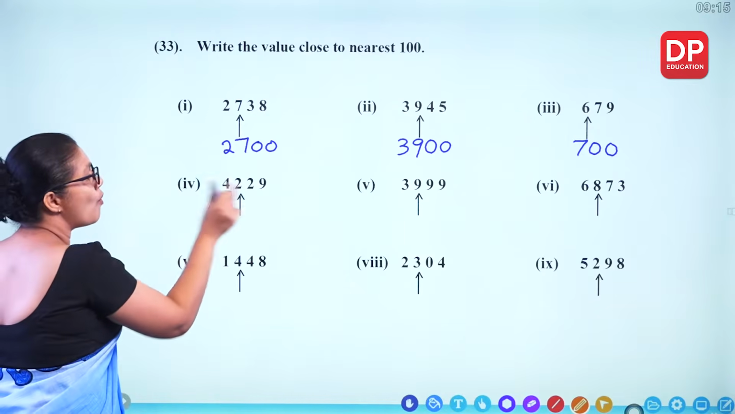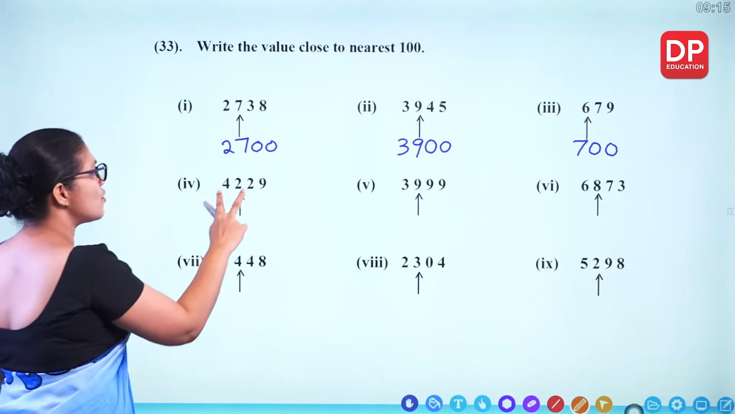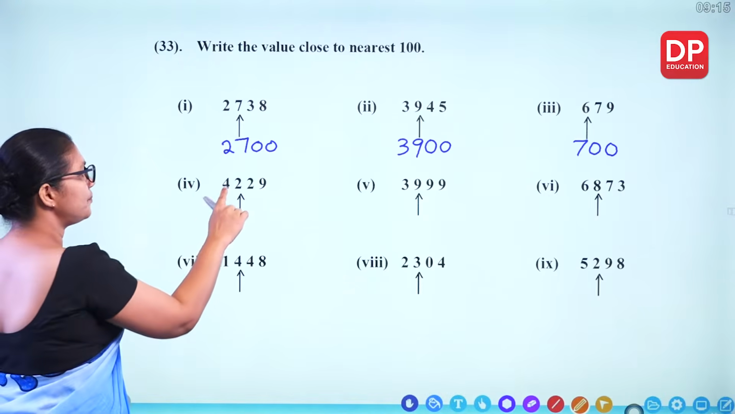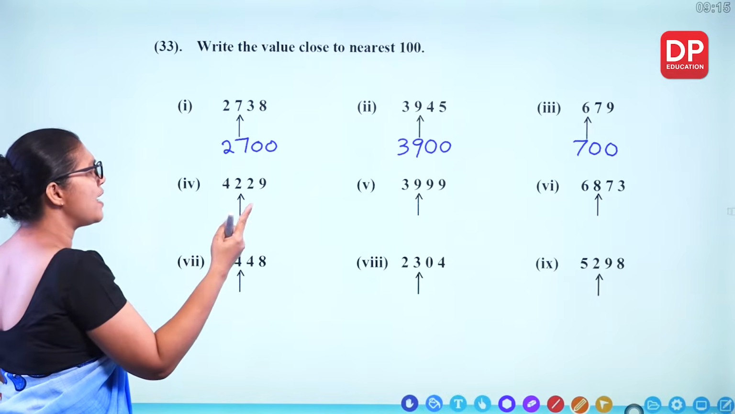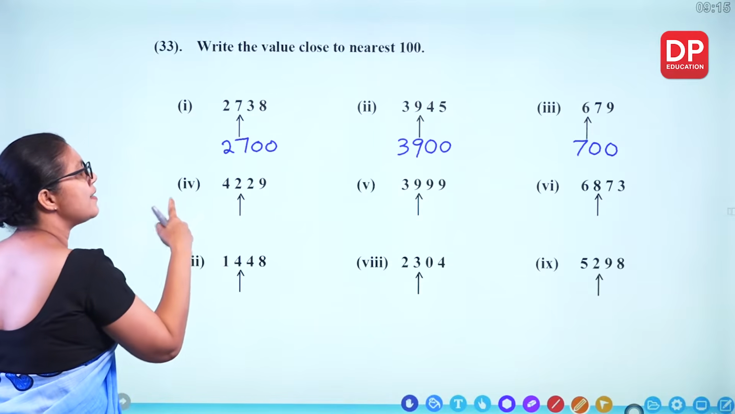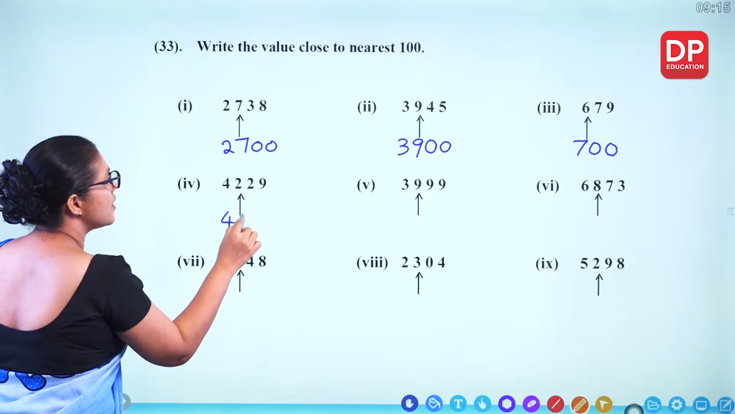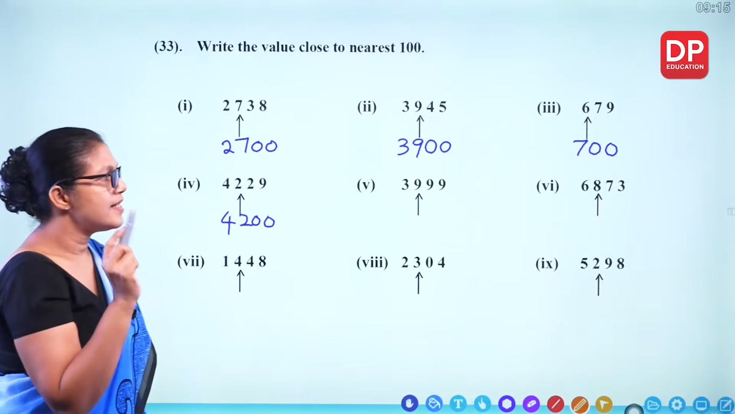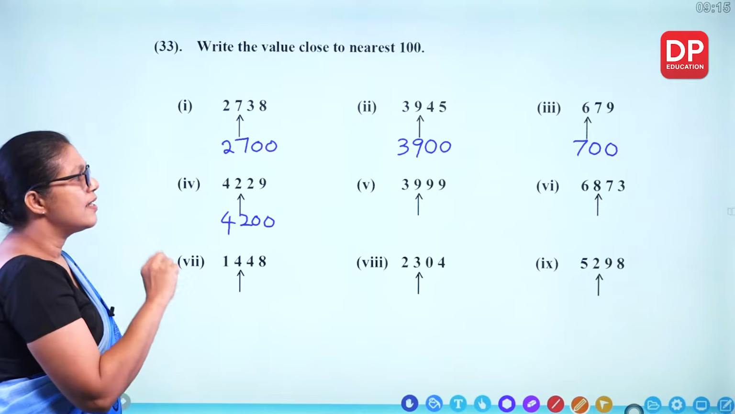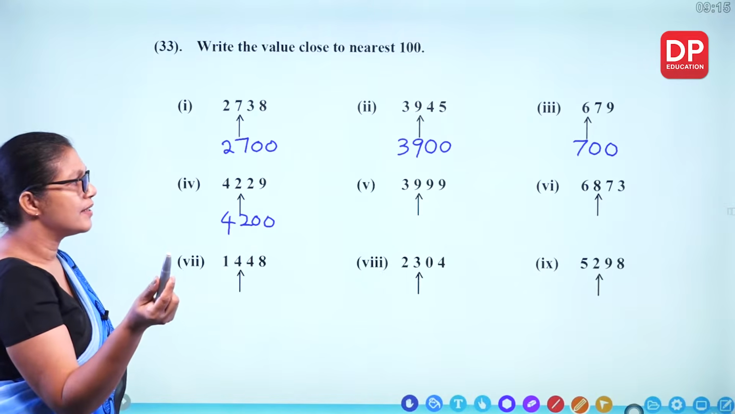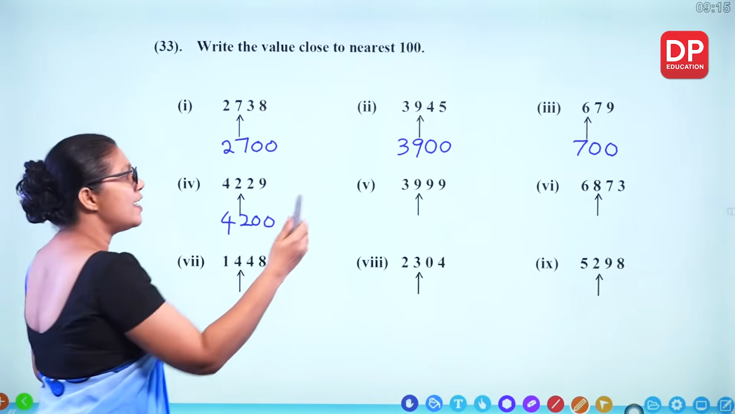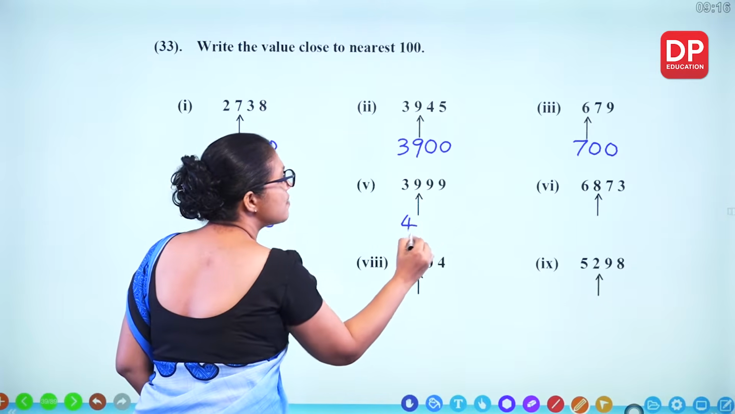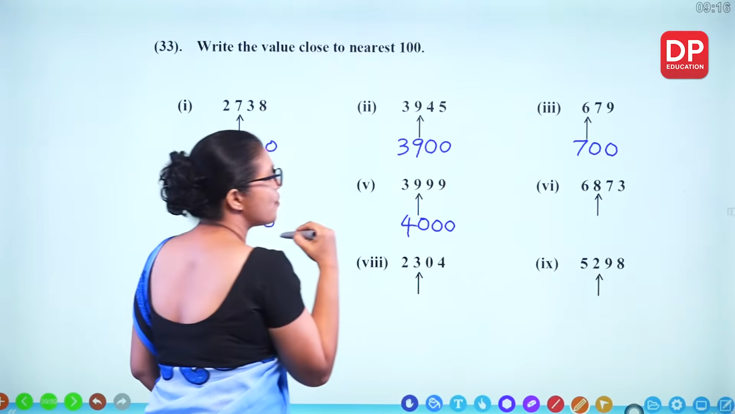This one you only take the hundreds place, 229. What's the closest value? Is it 200 or 300? This is less than the midway, so you take 200. 999. Is it 900 or 1000? This is more than midway, so that's 1000, which means you have to add 1 to that. So this becomes 4000.